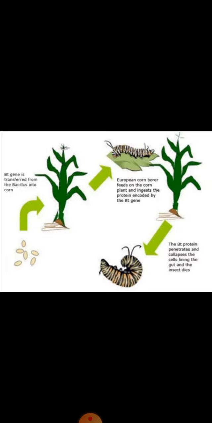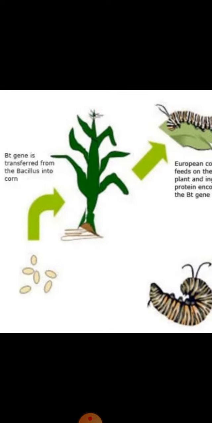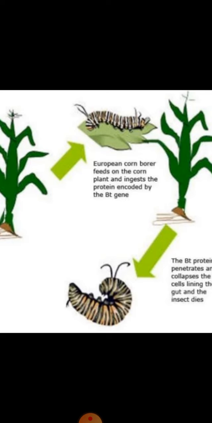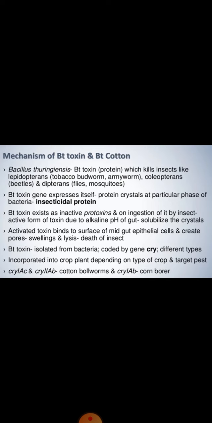Now here you can see, I am just zooming it, the Bt toxin that is transferred from Bacillus into the corn. So a resistant crop has been made. Now when the insects, the European corn borer, feed on the leaves of the corn plants, they ingest the protein encoded by the Bt gene. This Bt protein penetrates and collapses the cell lining of the gut and the insects die. So this is how it works. This is the mechanism of Bt toxin.